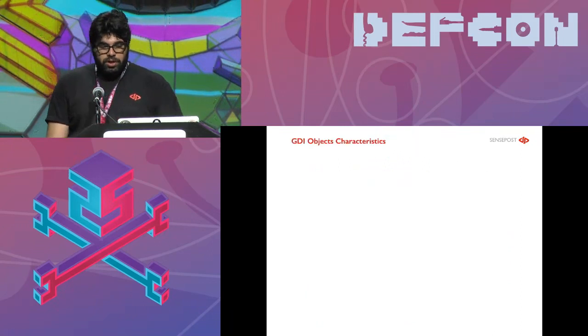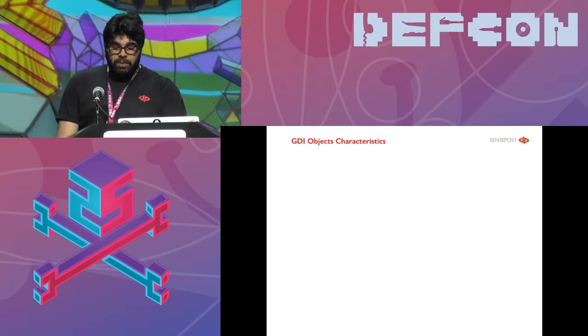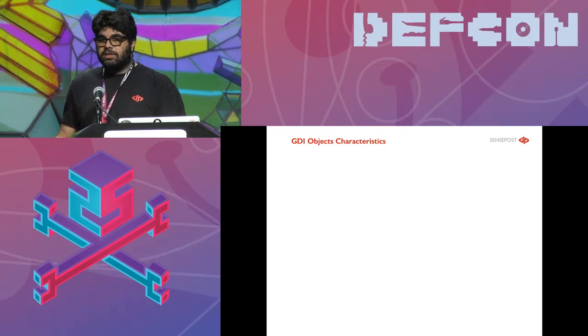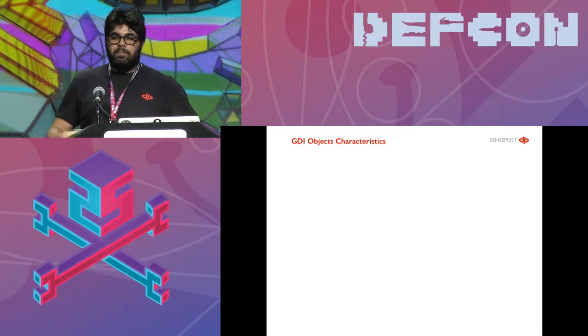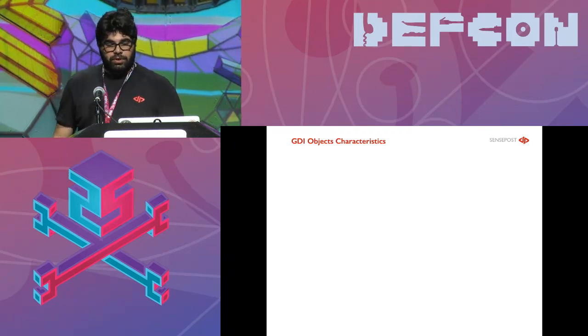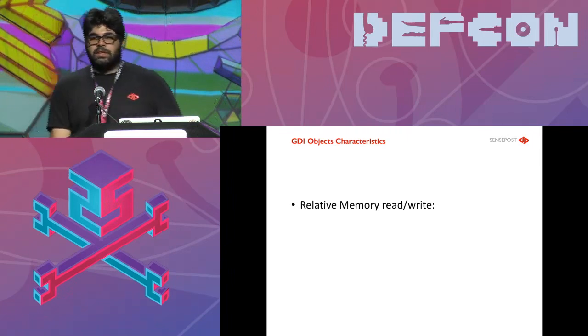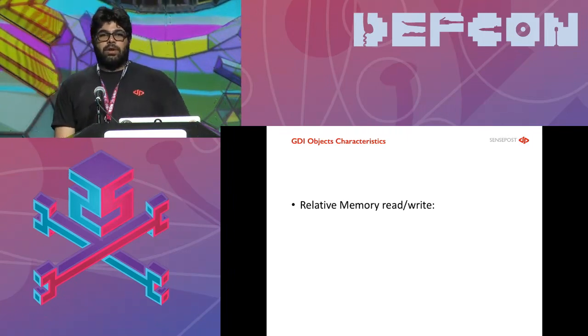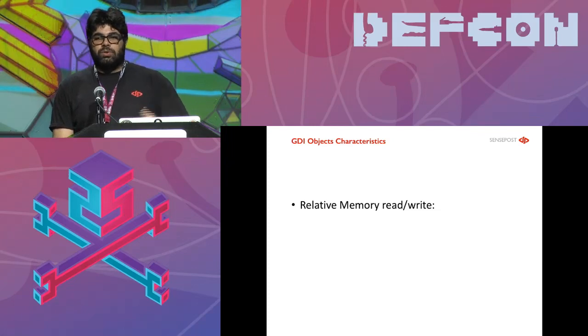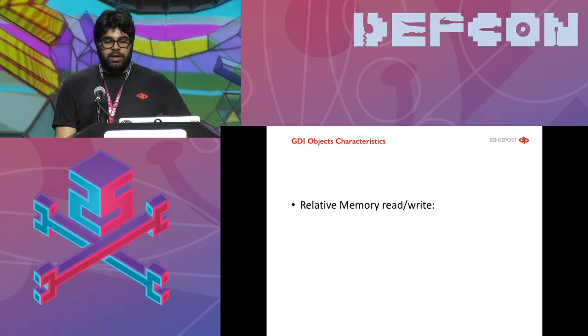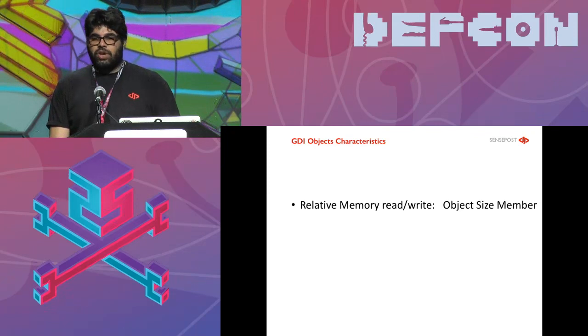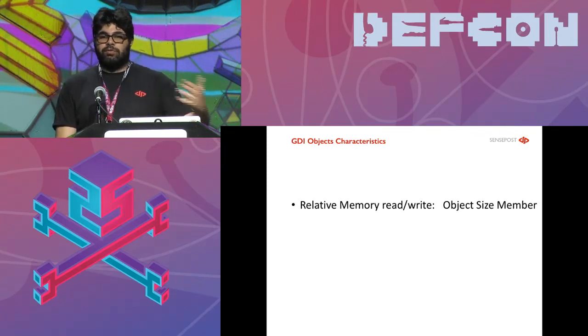Now, there are certain objects allocated in kernel memory that have interesting characteristics that can give us memory reading and writing primitives. For example, if we want a relative memory read and write, which is reading and writing in the memory location adjacent or relative to the object's location, the object that can be abused has to have a size member that can be extended to access out-of-bounds memory adjacent to its location.